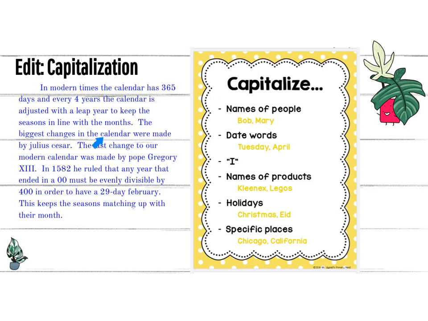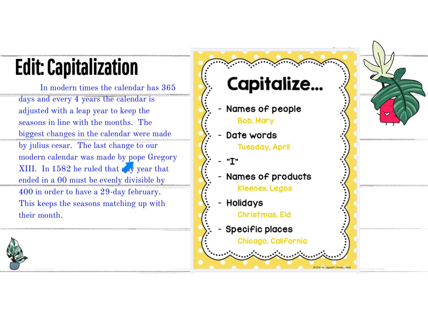Mine is calendar. Calendar is a generic noun, or a general noun, or a common noun. So we don't capitalize it, even though it is an invention. I don't need to capitalize that. So let's talk about the things I do need to capitalize. So many of you probably already know that when we capitalize the name of a person, we capitalize the first letter of their name. But I wanted to point out this name right here, Pope Gregory the 13th.